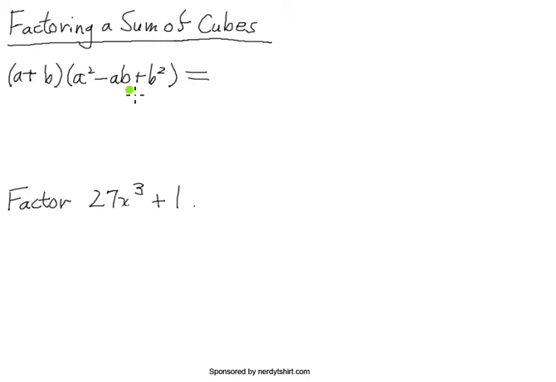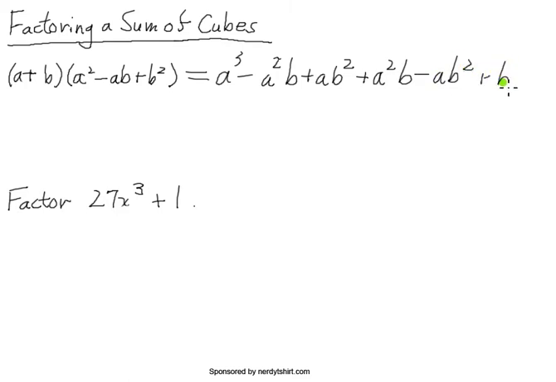But in order to kind of justify that that's the case, let me just multiply this out. So actually distribute the a from the binomial through all the terms in the trinomial here. That gets me an a cubed minus an a squared b and plus an ab squared. And now just do the same thing with the b from the binomial, distribute it through the trinomial, so that gets you a plus a squared b minus an ab squared, and finally plus a b cubed.